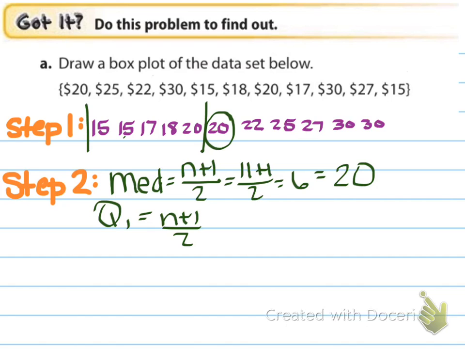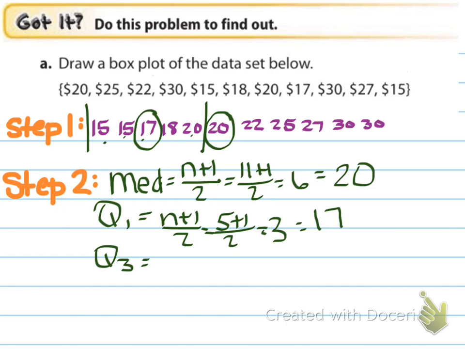Then our quartile 1, I'm going to do my n plus 1 divided by 2, and this time I'm only including this data because 20 has already been used. So I've got 1, 2, 3, 4, 5 values. Plus 1 divided by 2 will be 3. And so my third value on my left will be 17. And my quartile 3, third value from the right, will be 27.